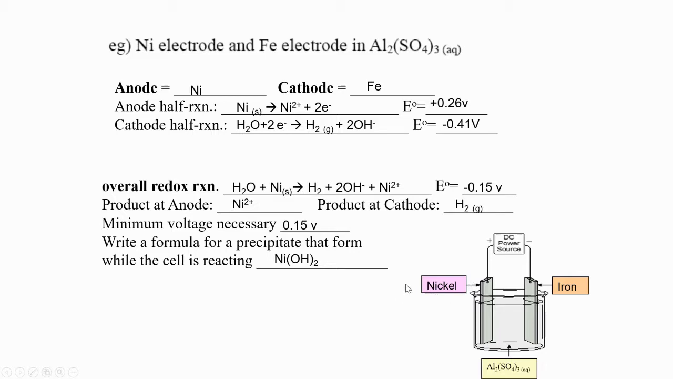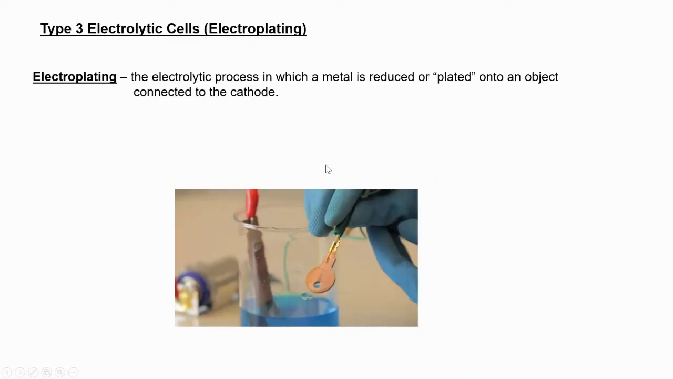All right, so just to recap this, it's always going to be highest on the left, lowest on the right, right? Cathode is exactly the same as our type 2. Anode, all we have to do is now consider the electrode, and in this one, the electrode was the one indeed reacting. All right, so those are our type 3s. Applications of type 3 is electroplating.